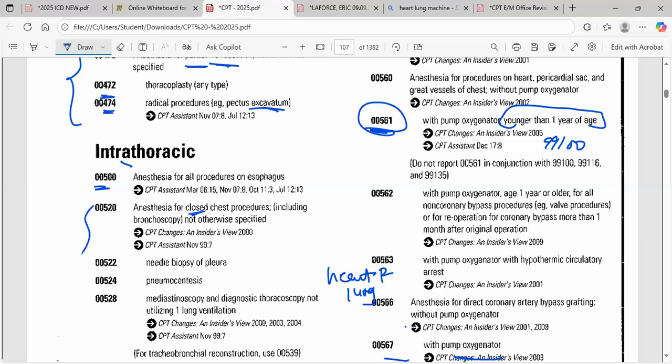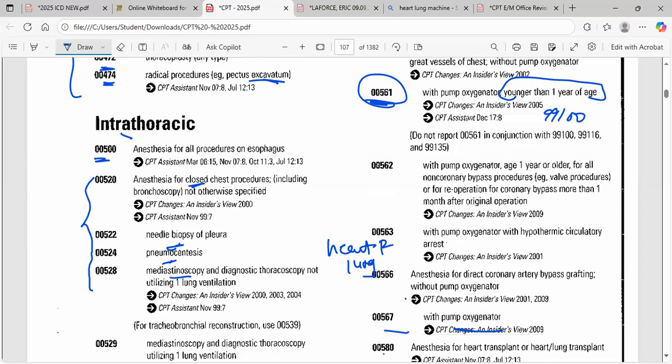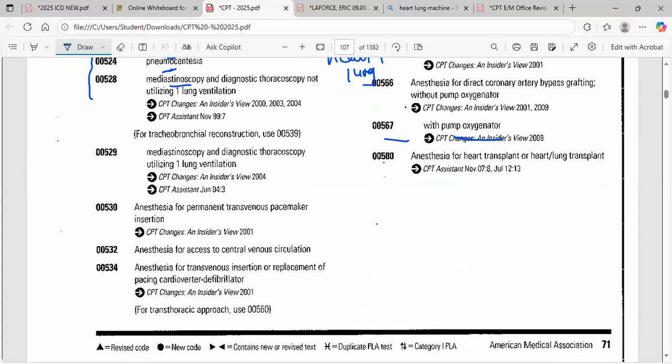Next we have 520, 522, 524, and the 8. This one is on chest, but needle biopsy. This is pneumocentesis. Then we have mediastinoscopy. Anesthesia for permanent transvenous pacemaker insertion, and to access the central venous system. So these are the normal procedures.